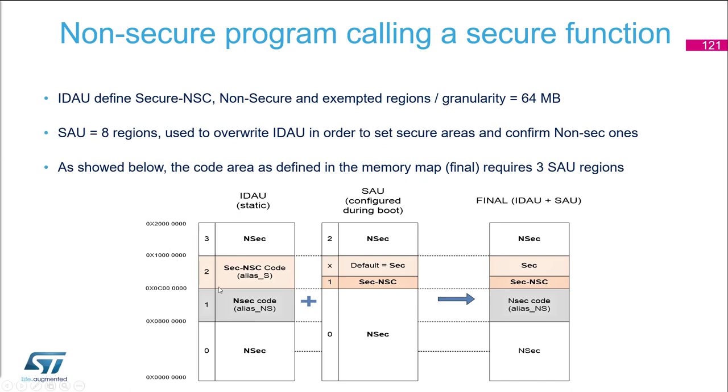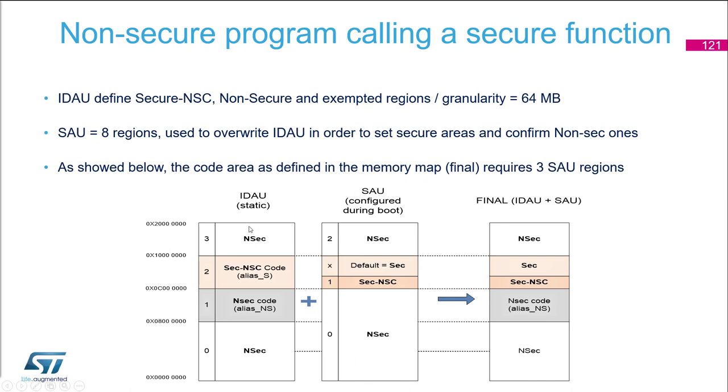So here, what is interesting is the non-secure alias and the secure alias. In fact, both regions will address exactly the same physical memory, okay? But here we've got the non-secure alias and the secure alias. This will be really important, and we will see how we can access or not such kind of region. The IDAU is static, defined by hardware or here at boot time. Then you need to configure the SAU during the boot.